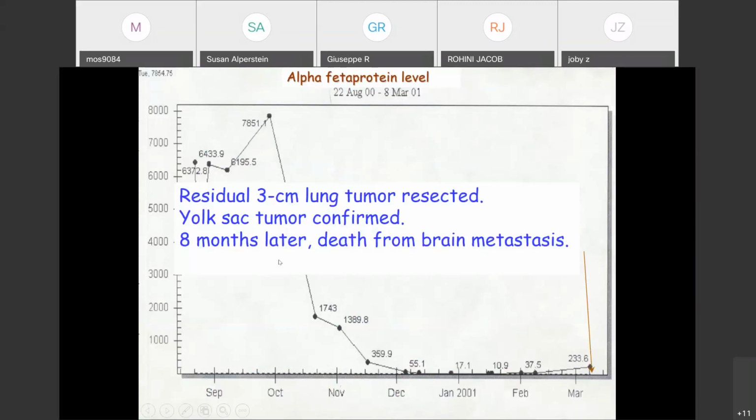Dr. Jagan said, how do you know it's yolk sac tumor on cytology? The patient still died from brain metastasis. My whole point is cells don't lie. Okay, that's my point.